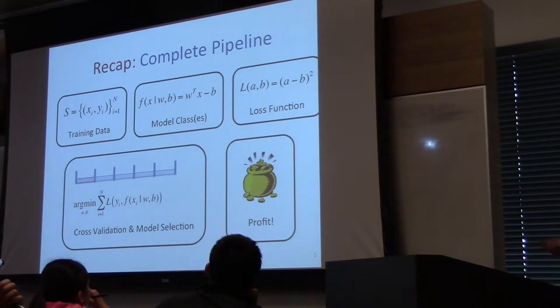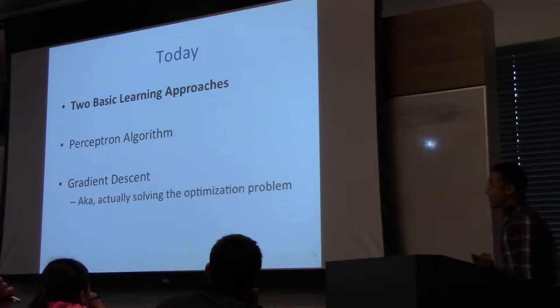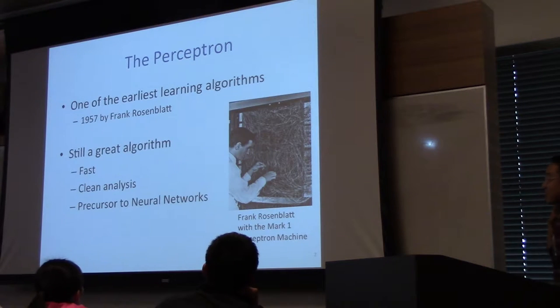Today, we'll actually look at how to solve this problem. I never actually talked about how you solve this optimization problem. So we'll look at two machine learning algorithms, or machine learning approaches. The first will be the perceptron algorithm, and the second will be gradient descent, which is the one that will actually be used to solve that optimization problem that we set up in the last lecture. So first, perceptron.